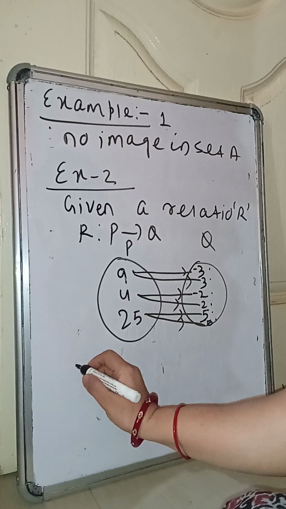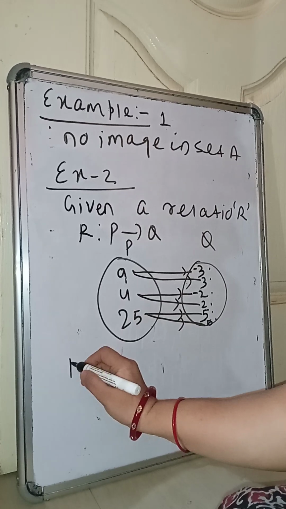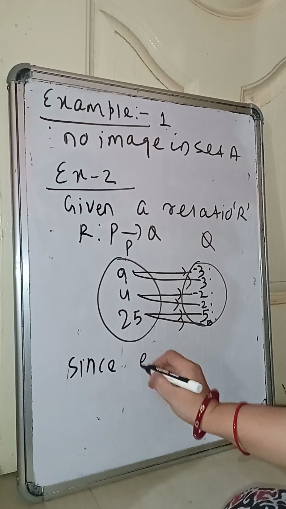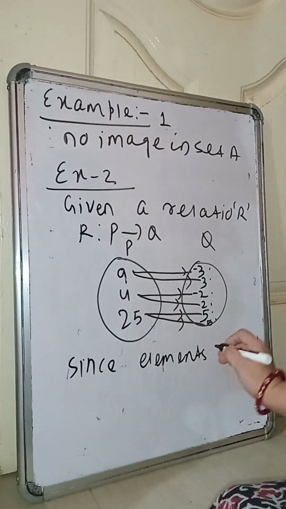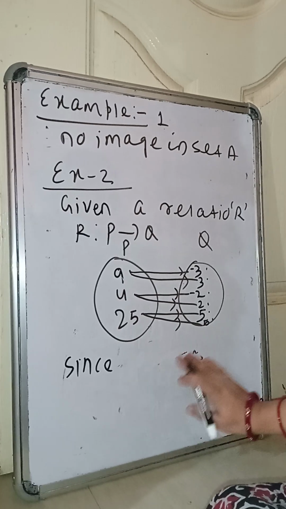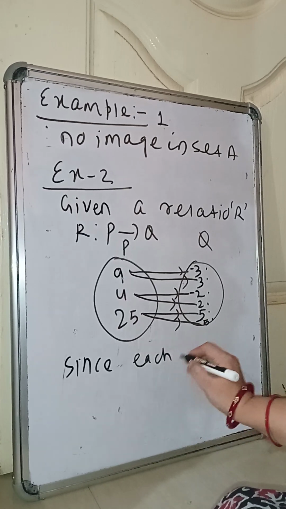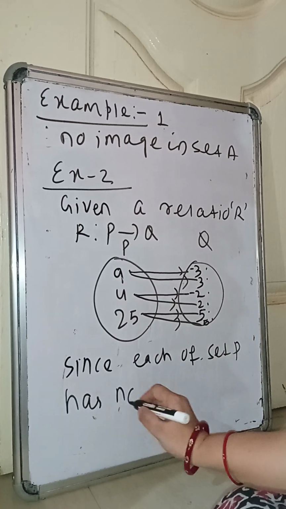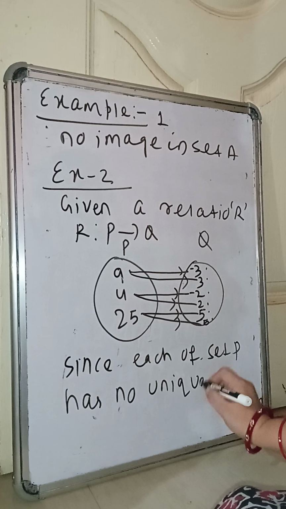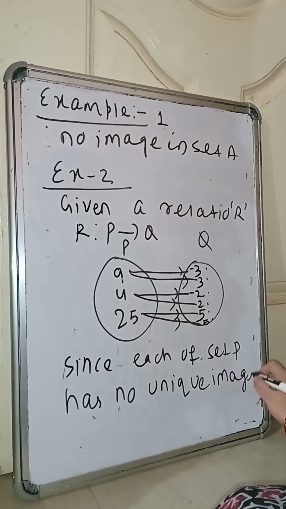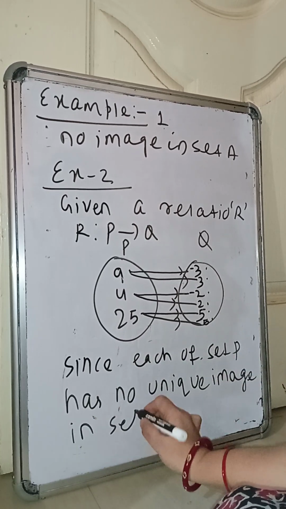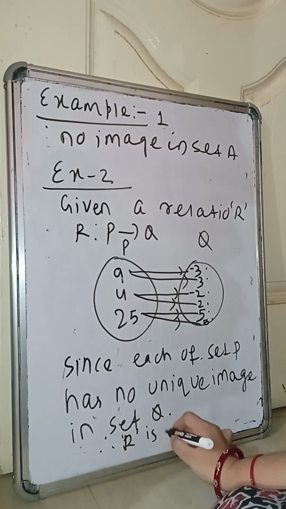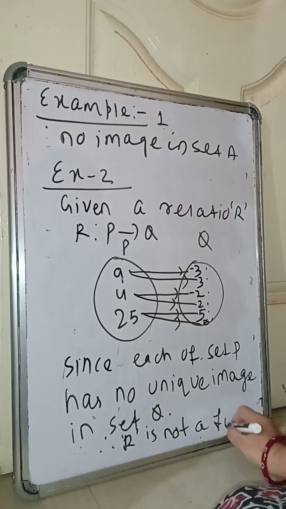So therefore you can write R is not a function. Reason you can write, since each element of set P has no unique image in set Q, therefore the relation R is not a function.